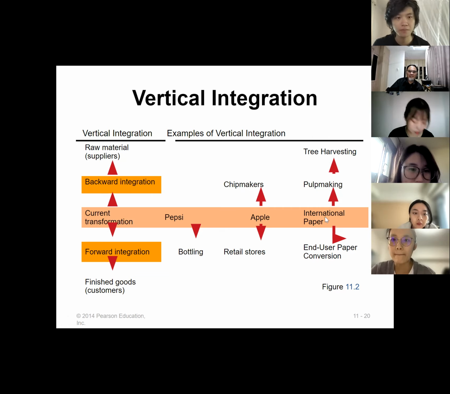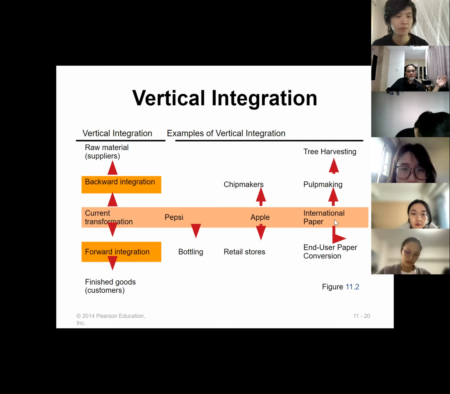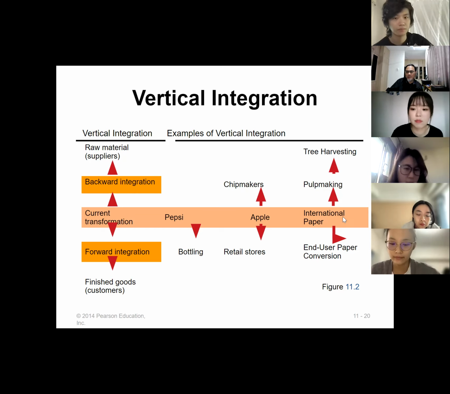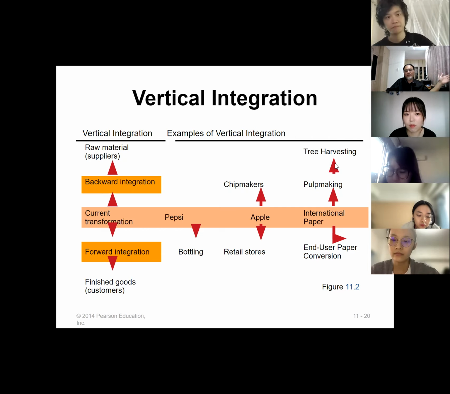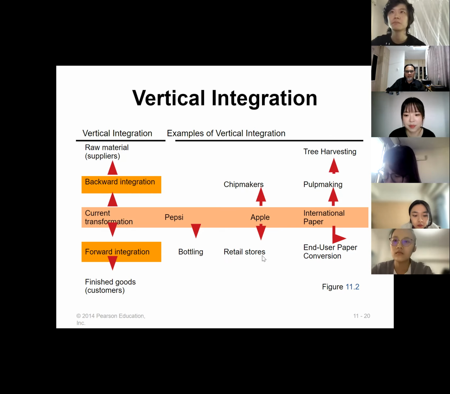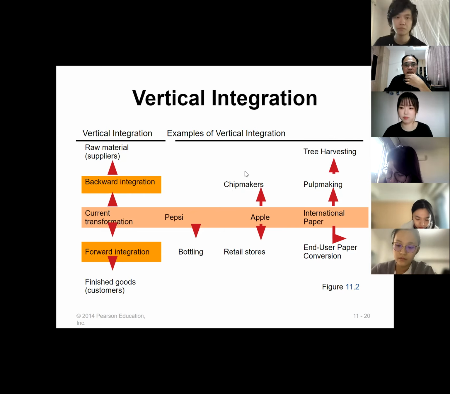Backward integration is from the manufacturer going down their supply chain towards raw material. For example, International Paper, making paper, when they are involved in pulp making or having their own tree farm, that is backward integration. And forward is end user paper conversion. For example, Apple. Some companies allow others to retail their products. Apple retail stores are forward integration, and if they make their own microchips, that is backward integration.